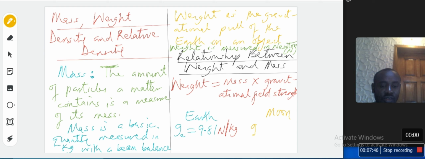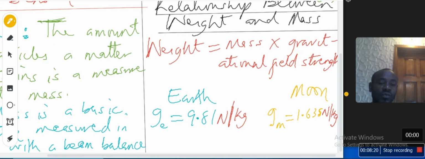1.635. So the g on the moon is 1.635 Newton per kilogram. And I said weight is equal to mass times this gravitational field strength. What's your mass? When was the last time you took your mass? What's this month? June. What was your mass? Like 50, 50 what? Kilograms. Good, 50 kilograms. Because when you mention a quantity in physics or science generally, you have to indicate the unit. So your mass, 50 kilograms.